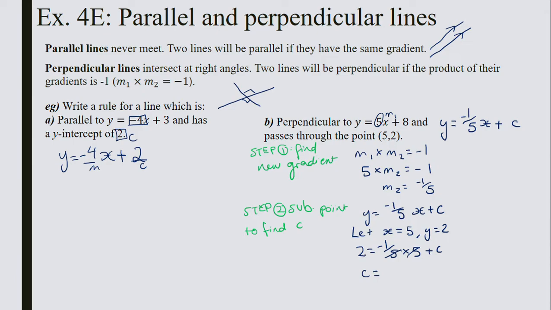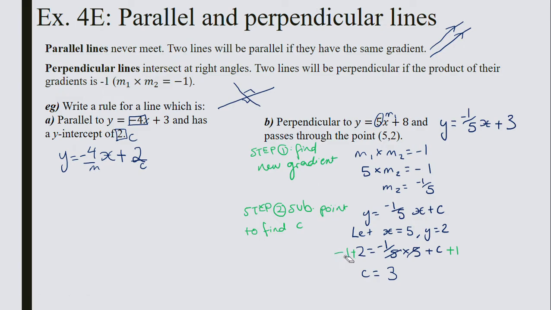So c equals, let me grab another colour pen again, just to show the steps. We've now got 2 equals negative 1 plus c. The opposite of take 1 is plus 1, so we'll add 1 to both sides. Okay, and we get c equals positive 3. Okay, so our rule is, I'll get rid of the c up here, y equals negative 1/5 x plus 3. Okay.